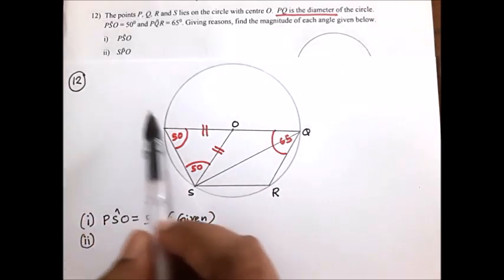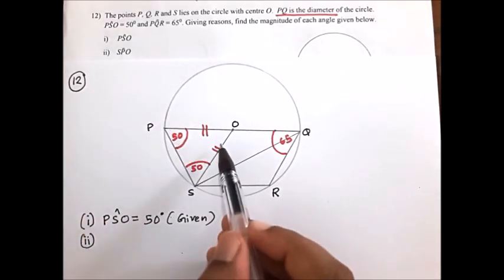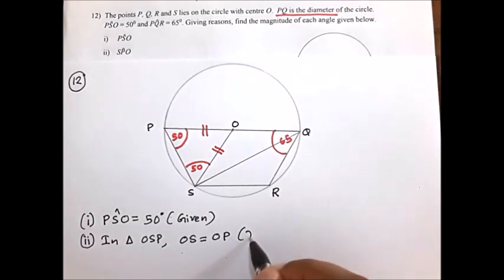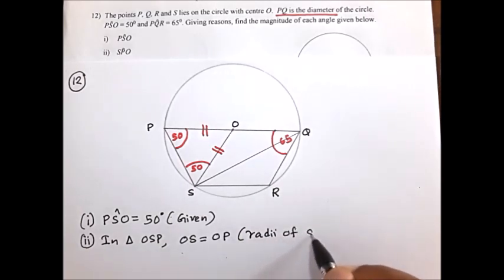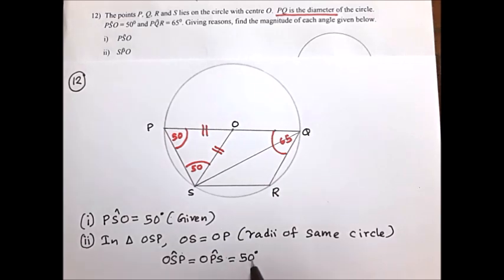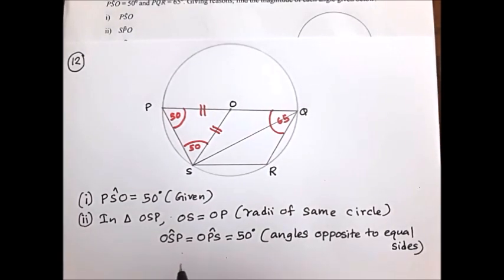Second one, SPO. First write in triangle OSP, OS equal to OP. These two sides equal. Radii of same circle. If two sides are equal, then opposite angles equal. OSP equal to OPS equal to 50 degrees. Therefore, SPO equal 50 degrees. This is the answer for second one.